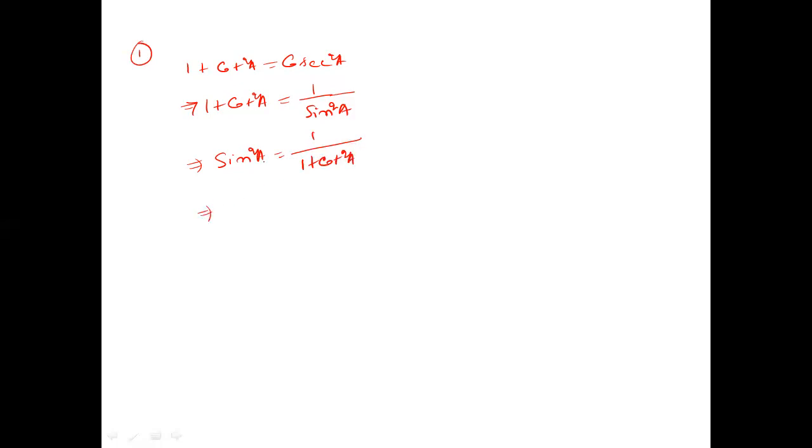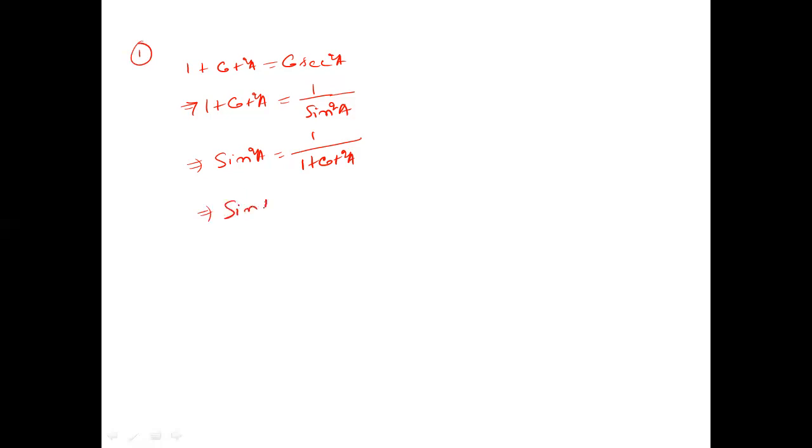Now see, we know the third identity, 1 plus cot square a equals cosec square a. We know that cosec is the reverse of sin a, so cosec square a will be the reverse of sin square a. So in place of cosec square a, we can write 1 by sin square a. Yes or no? Now if you cross multiply, sin square a equals 1 by 1 plus cot square a.